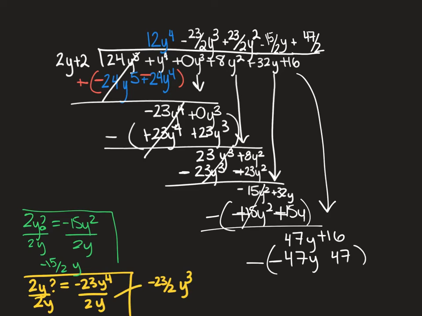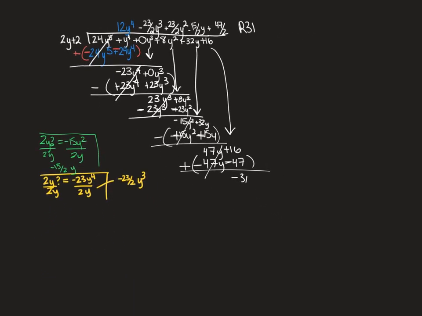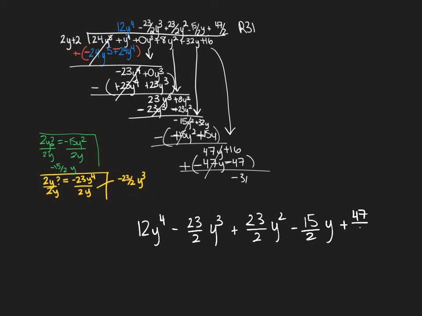Subtract the whole thing, so it becomes a negative and a negative. The first ones cancel out, and then 16 minus 47 makes a negative 31. So this one I have a remainder of 31. So take all this, we're going to shrink it down and write our final answer. Our final answer is 12y to the fourth minus 23 over 2y to the third plus 23 over 2y squared minus 15 over 2y plus 47 over 2 plus 31 over 2y plus 2.